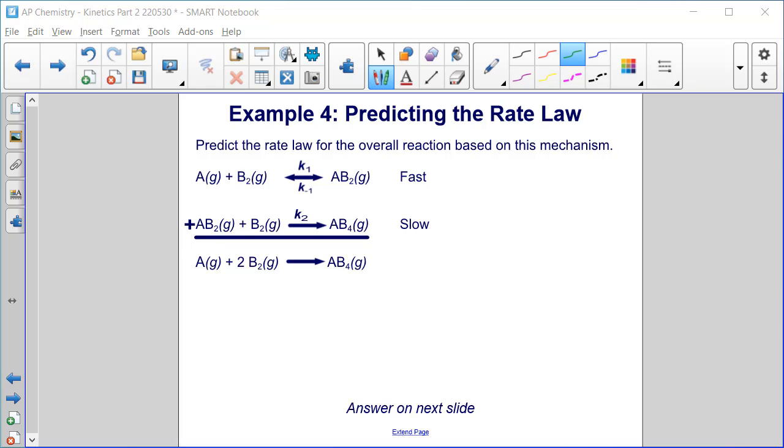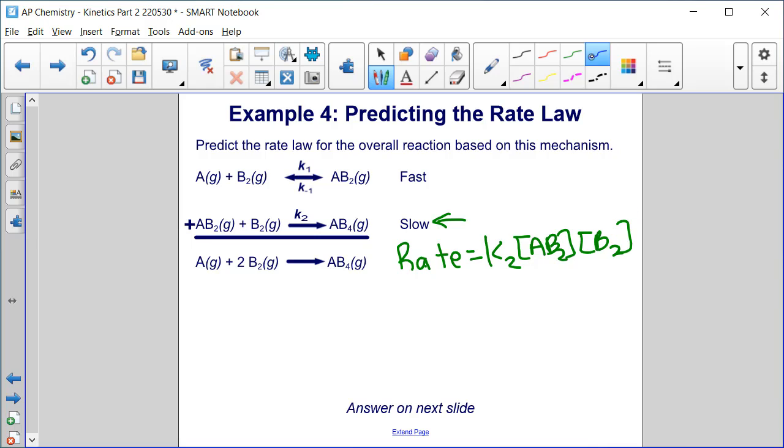Example 4, predicting the rate law. Predict the rate law for the overall reaction based on this mechanism. So we have two steps, the first one fast, the second one slow. So this one's a little bit more complicated because our rate determining step, our slow step, if I write the rate law, it would be k2 times concentration of AB2 times concentration of B2. Here's the problem. AB2 does not appear in our overall reaction. It's an intermediate, right? So I need a rate law that does not include AB2.